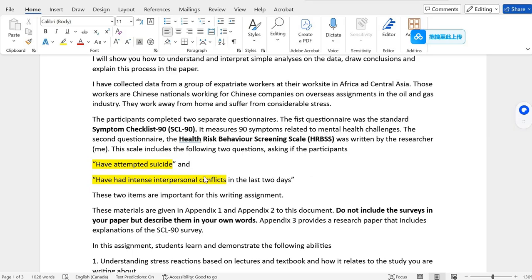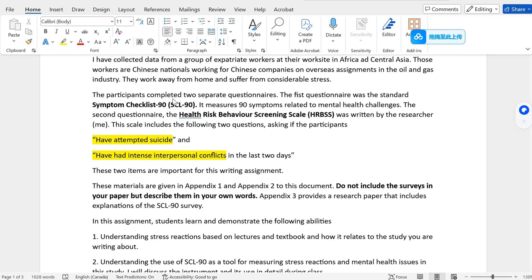The rationale of the study was to investigate whether people who have had suicide attempts and people who have reported intense interpersonal conflicts show different symptoms. Do they have different symptom profiles on the SCL90? Can we use the SCL90 as a screening tool for identifying people who have suicide risk and people who have risk for interpersonal conflict?